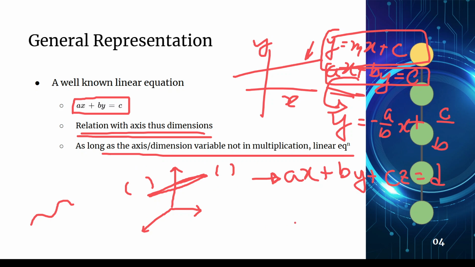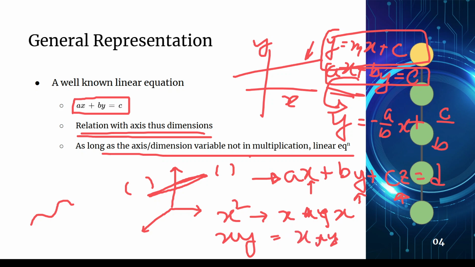So over here you can see what the axis variables are. For example, x is an axis variable, y is an axis variable, z is an axis variable, and over here we can see that none of them are in multiplication form. Now multiplication can be of different forms. I mean, you can say that x square is actually x into x, right? Sorry, we can say xy is actually x into y. So as long as axis or dimension variables are not in multiplication, it's a linear equation.